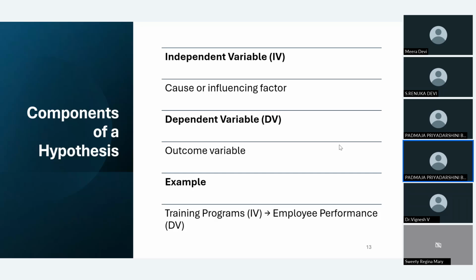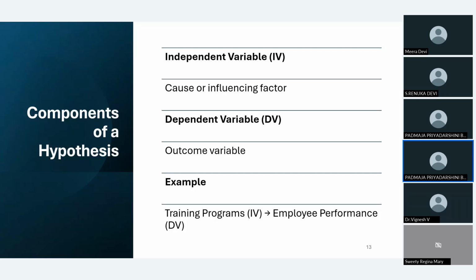When we talk about a training program, it is an independent variable, and it automatically disturbs employee performance. The more training programs, the more employee performance increases. If there are no training programs, performance will reduce. So this is influencing the other one. The variable which gets influenced is the dependent variable; the one which is influencing others is the independent variable.